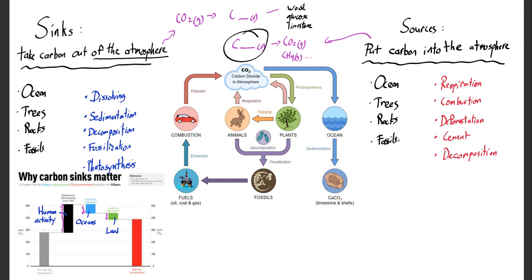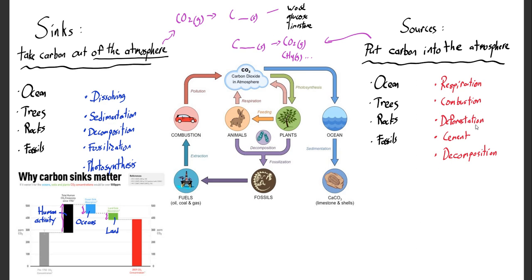So some processes that add carbon to the atmosphere are respiration. We do respiration, plants do respiration. That's where we take oxygen and usually glucose and turn it into CO2 and water. That CO2 is now in the atmosphere, so it's a source. Combustion just means burning, taking something flammable like wood, oil, coal, and burning it.